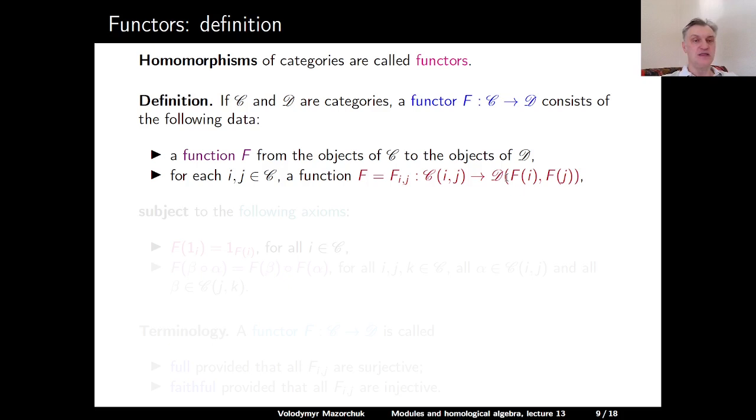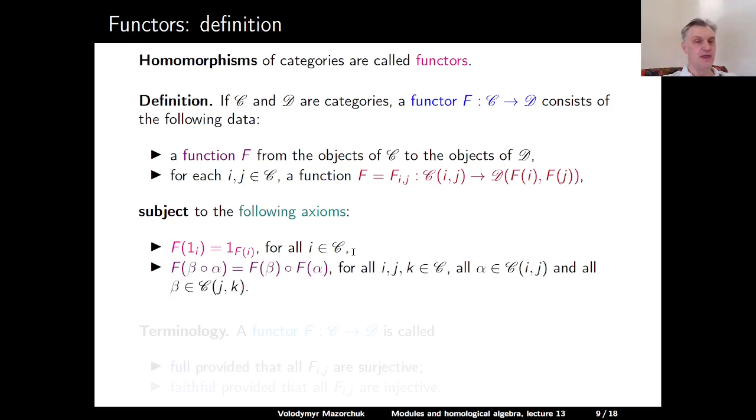And this datum is supposed to be subject to the following axioms. First of all, each functor sends the identity morphism at i to the identity morphism at F(i) for all objects i in C. Second, if we apply the functor to the composition beta after alpha of two morphisms, the outcome should be equal to the composition of F(beta) and F(alpha). And this should be okay for all i, j, k in C, for all alpha a morphism from i to j in C, and for all beta a morphism from j to k in C.